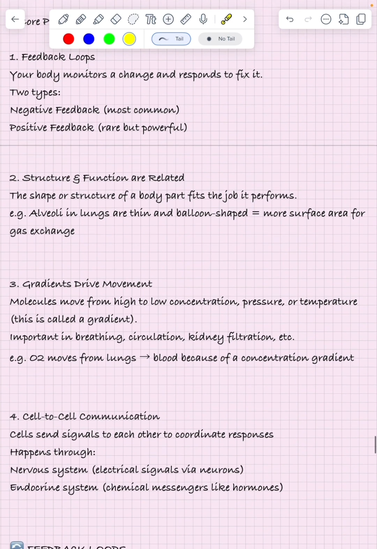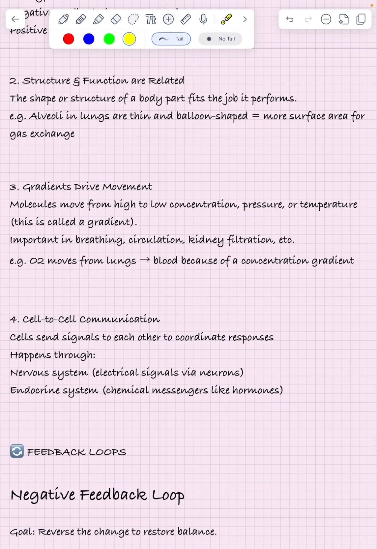Second is structure and function. The shape or the structure of the body part fits the job it performs. For example, the alveoli in lungs are thin and balloon shaped so that there's more surface area for gas exchange. Third is gradient driven movement. Molecules move from high to low concentration, pressure, or temperature. This is called a gradient. It's important in breathing, circulation, kidney filtration, etc. For example, oxygen moves into the blood from the lungs because of the concentration gradient that is set up.